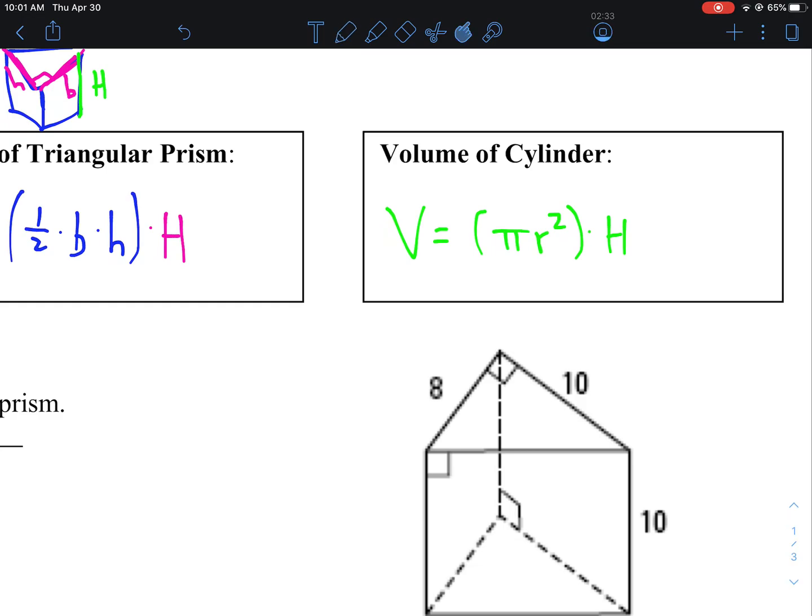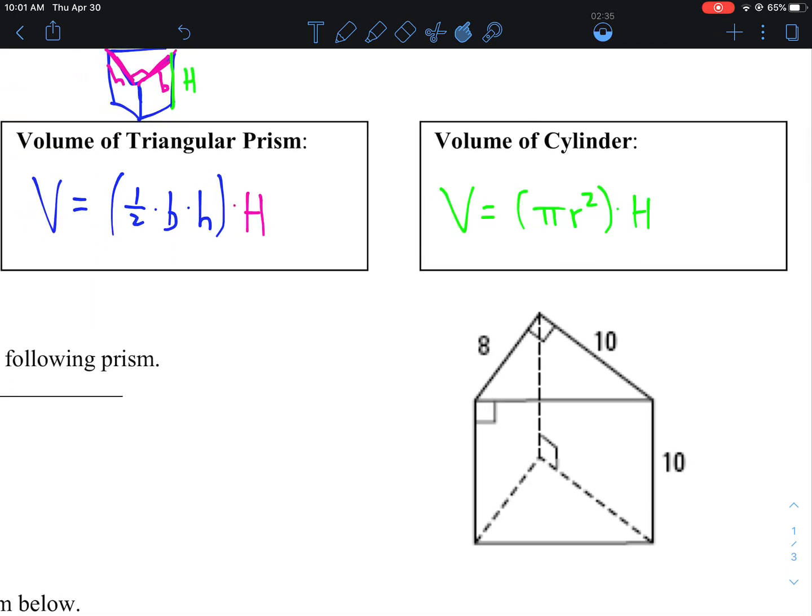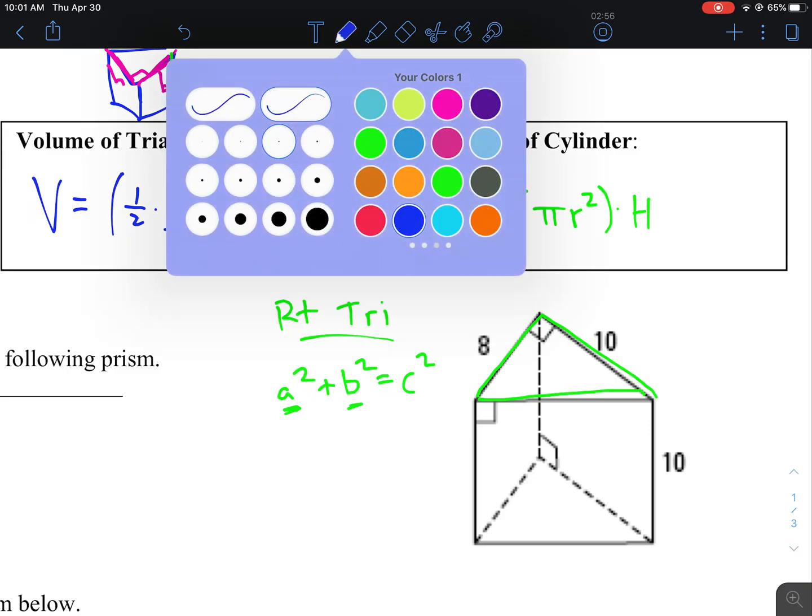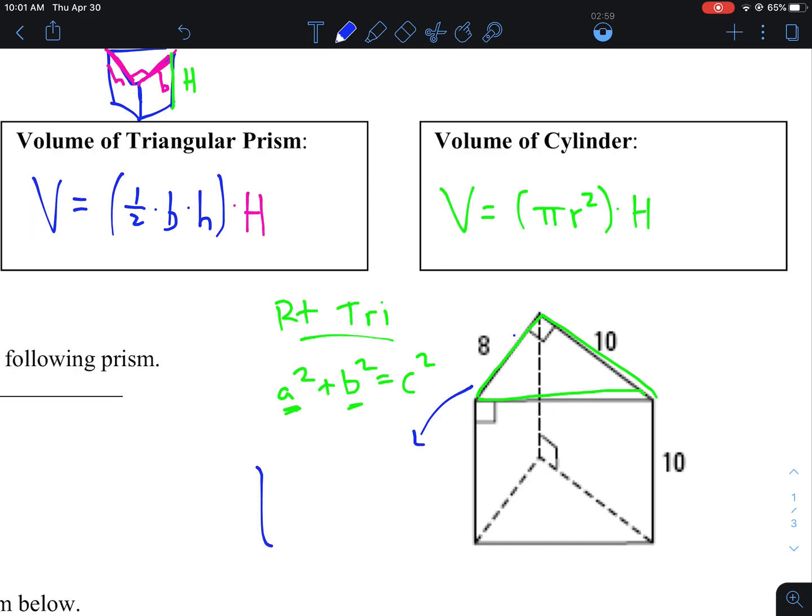So let's put these into action, shall we? Here's our first example, this triangular prism. This is sort of what I was just saying to you. It will always be a right triangle, and in any right triangle, remember how you learned a squared plus b squared equals c squared? Well, a and b are always going to be the base and height. So if you were to draw this triangle this way, and here's 8 and here's 10, you would say 8 is the little b and 10 is the little h.